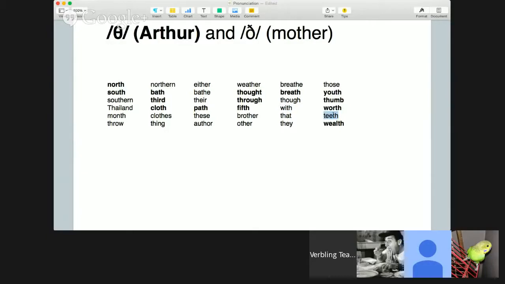Yep. Teeth. Super duper. Okay, so can you see how we did north, south, bath, third, cloth, path, fifth, through, thought, breathe, no, breath, youth, thumb, worth, teeth, wealth, and they've all got the th sounds. Well done, everybody, because that is really tricky, that exercise, and you did superbly well. So what I'm just going to go through is a couple of those words that we got confused about because there are similarities between those particular words. What were they? I'm going to type them here.